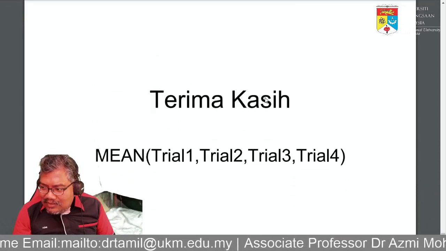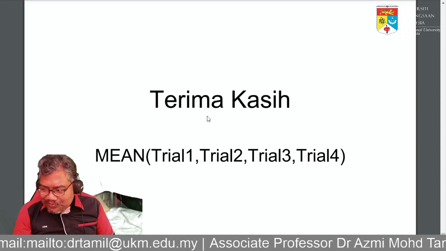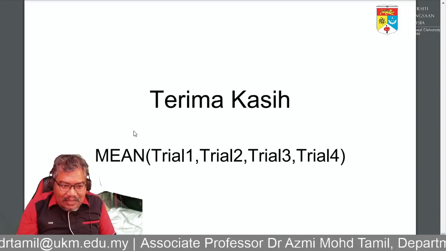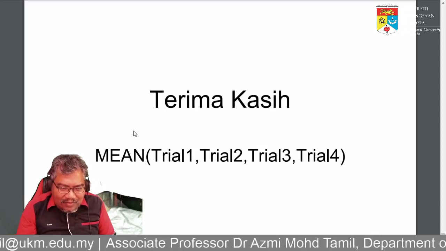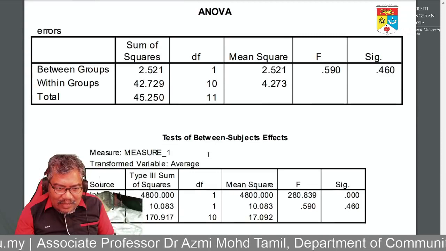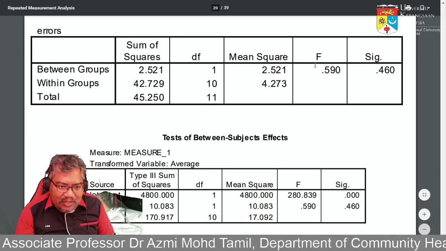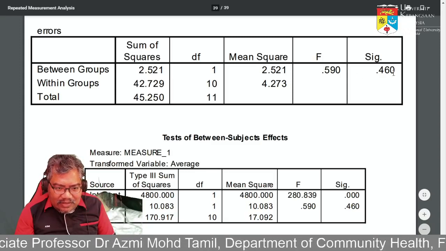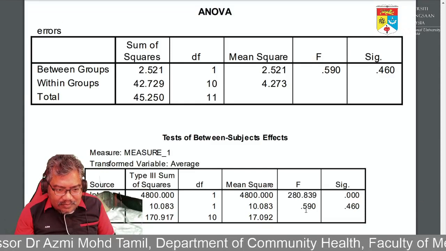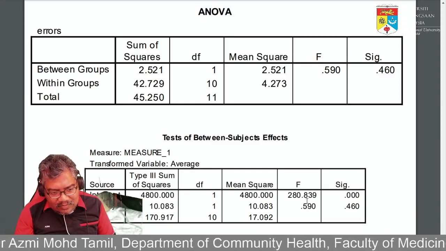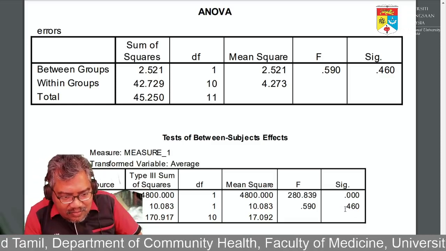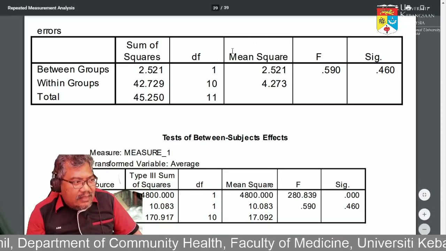What happened was, I showed you earlier that if we derive the value, we get the average of the number of errors between trial 1, trial 2, trial 3, trial 4 from the Wai Chan examples. You get the mean, you run the analysis for one-way ANOVA. This top one is the one-way ANOVA: the F is 0.590, the p value is 0.460. It is the same result as the one we got from the test of between-subject effects from the GLM repeated measures: 0.590 for the F value and 0.460 for the p value.